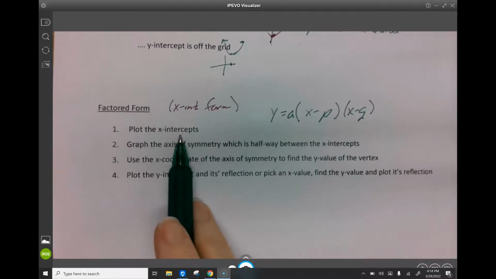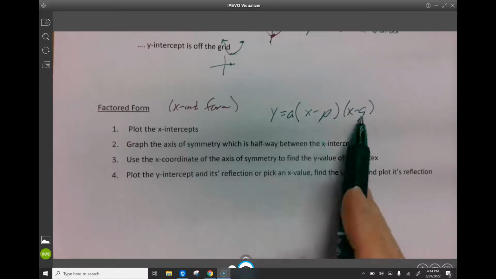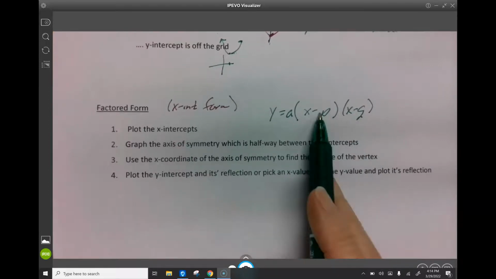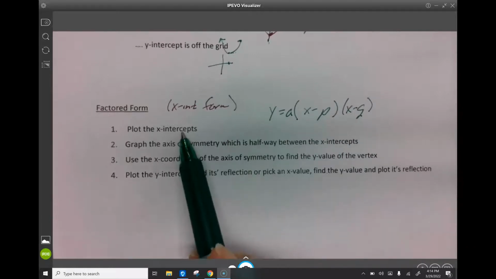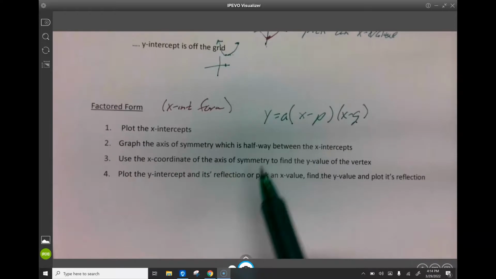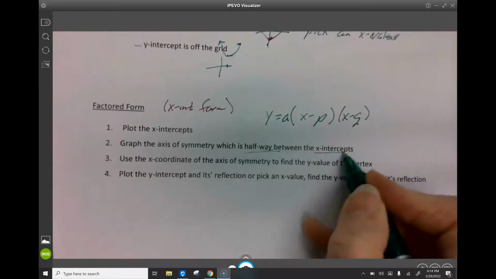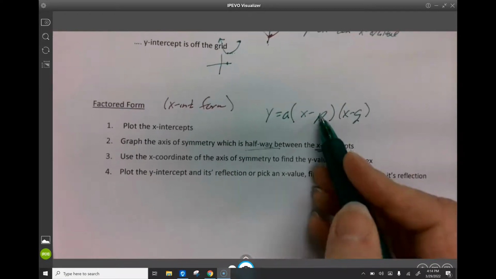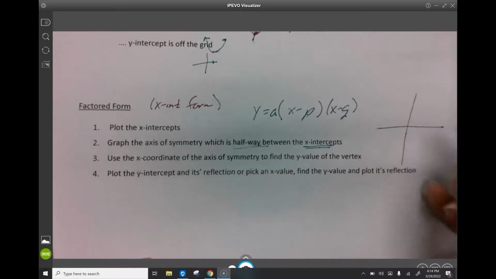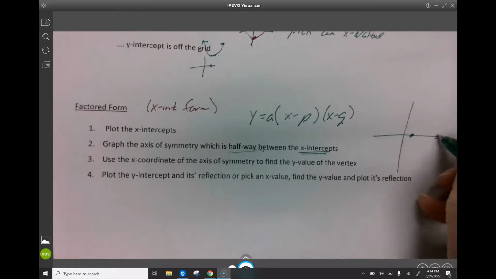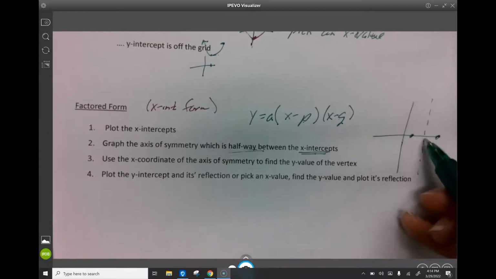So what you're going to do is plot the x-intercepts. The x-intercepts are right here. Just set both of those equal to 0 and solve for p and q, and that's going to give you your x-intercepts. Graph the axis of symmetry, which is halfway between the x-intercepts. So once you plot the x-intercepts, go halfway in between, drawing your axis of symmetry. Okay? So here we go. Here's an x-intercept. Here's an x-intercept. Halfway in between is your axis of symmetry.